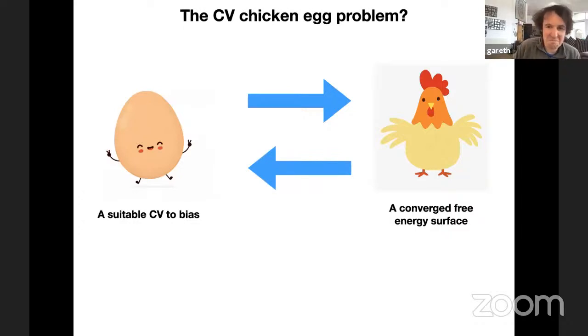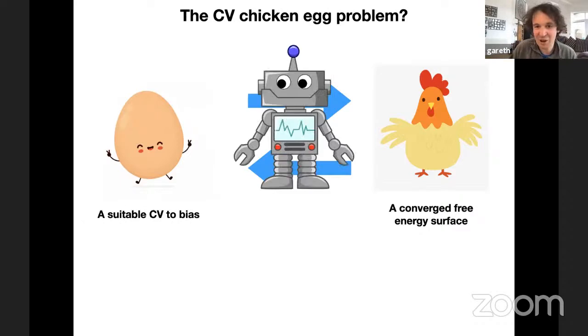And there are some arguments in the literature, and I may have also put these arguments out there, which I now no longer believe, that machine learning offers a solution to this, because by using these wonderful machine learning algorithms, you will basically solve this problem iteratively. You'll find the CV, you'll converge the free energy surface, and the machine learning will do everything for you.